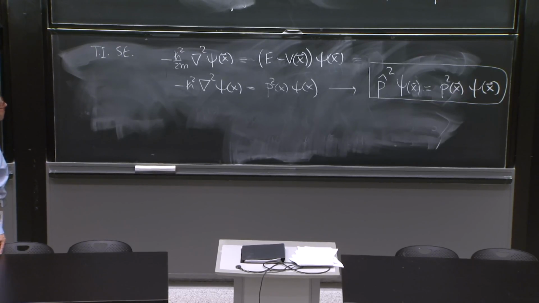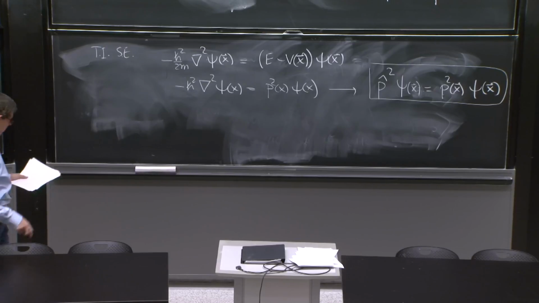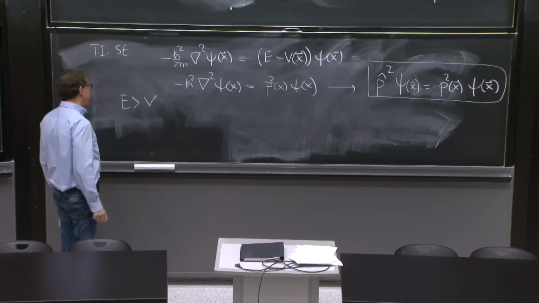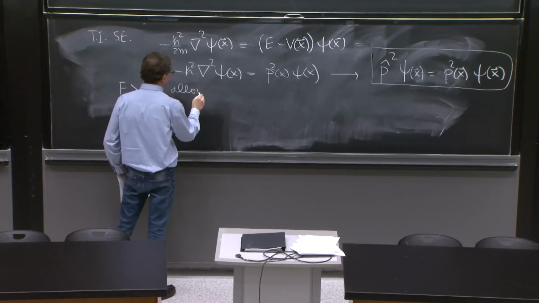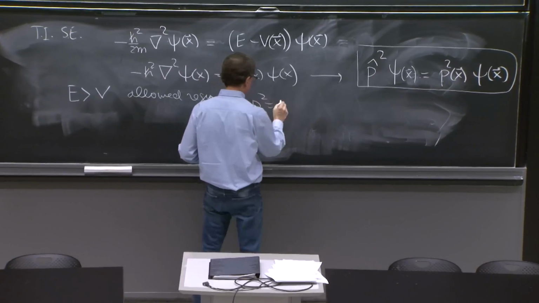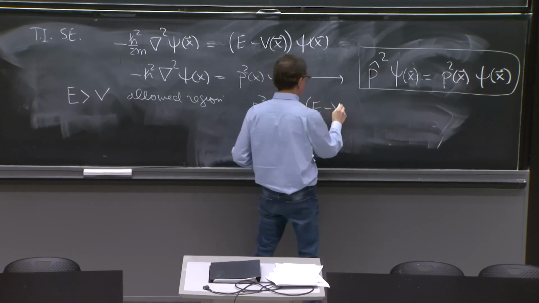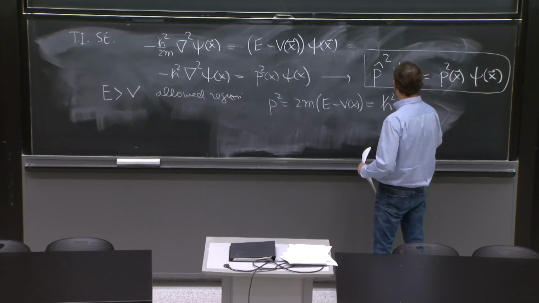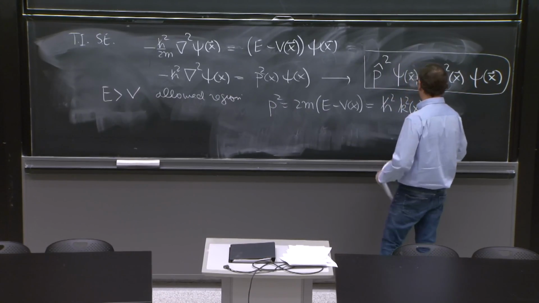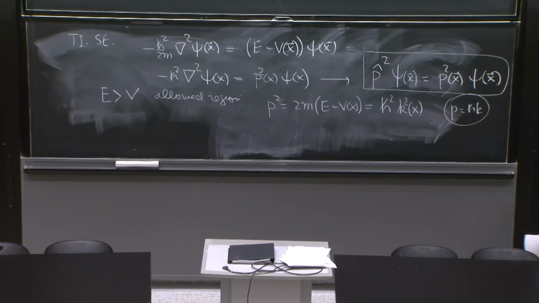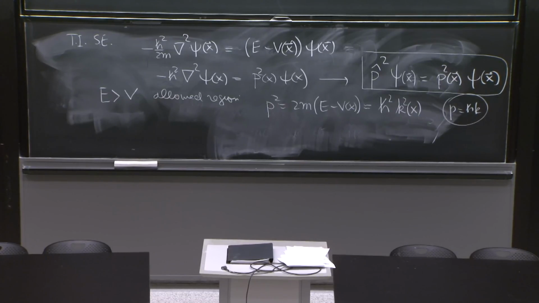Okay. Now, I want to notice two circumstances, of course. If you have E greater than V, you're in an allowed region. And p squared is really 2m E minus V of x. And it's convenient to define h bar squared k squared of x, the wave number. You remember that p equal h bar k was good notation. We use the wave number sometimes. We'll have here a local wave number as well.